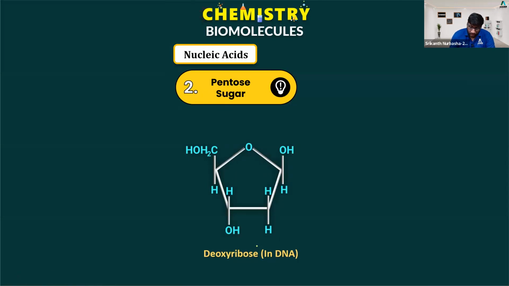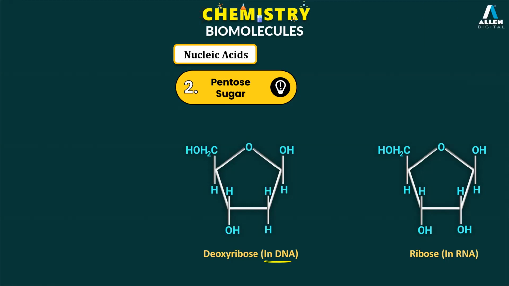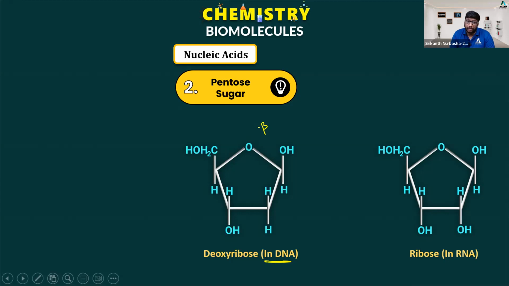For the pentose sugar, you have deoxyribose that will be present in DNA and ribose that will be present in RNA. Deoxyribose and ribose, if you look at the difference, what type of pentose sugar do we have? That is ribose. And in that ribose, the deoxygenation happened at which carbon? In the deoxyribose, is it beta or alpha?